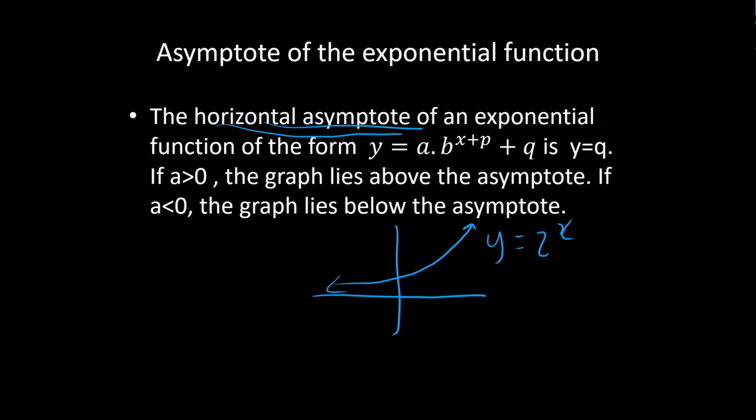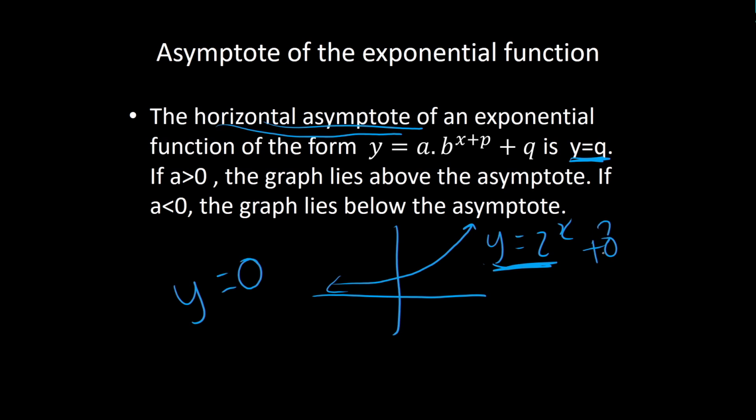If we've asked you for the equation, you need to give the equation. So the horizontal asymptote of the exponential function y is equal to a times b to the x plus p, plus q, is y is equal to q. In this case, y is equal to 2 to the x plus 0, so therefore y is equal to 0 is the asymptote of the exponential function.